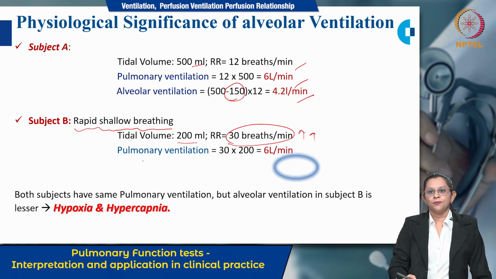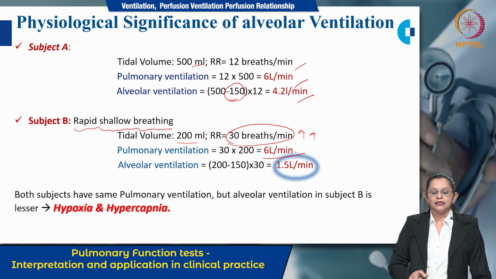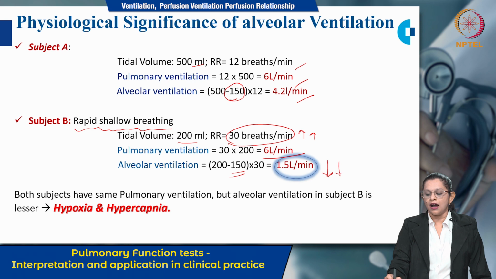So, for this patient, when we try to calculate the pulmonary ventilation, it will be around 6 liters per minute. But the difference is the alveolar ventilation, wherein when you subtract the dead space volume and multiply with the respiratory rate, the alveolar ventilation is markedly decreased to around 1.5 liters per minute. This is very, very important.